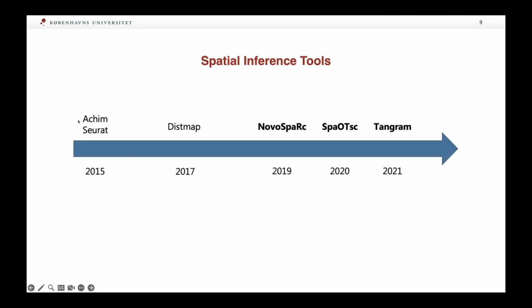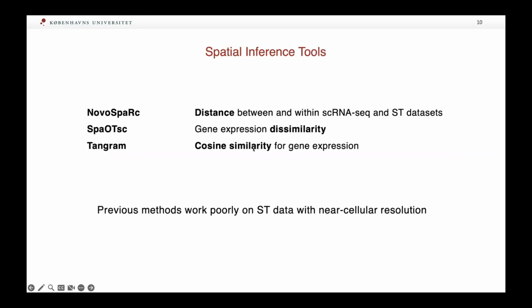And this idea was first presented by Akim and Sura in 2015. Afterwards, more tools were developed, and the newest three methods are LovaSpark, SPA, OTS, and Tagrim. And here is some brief description for the three tools.